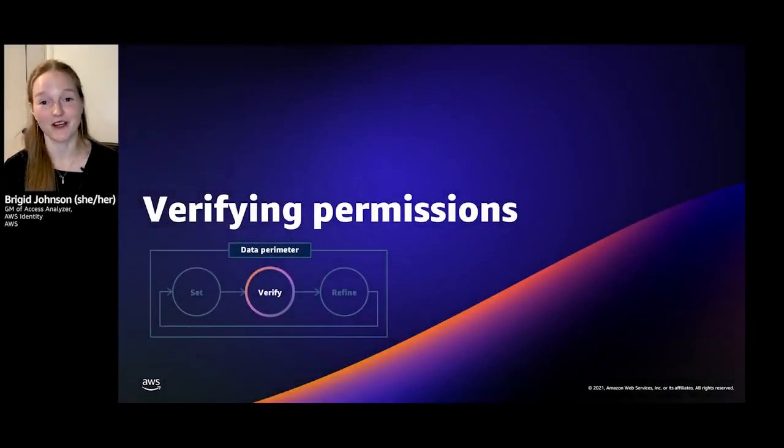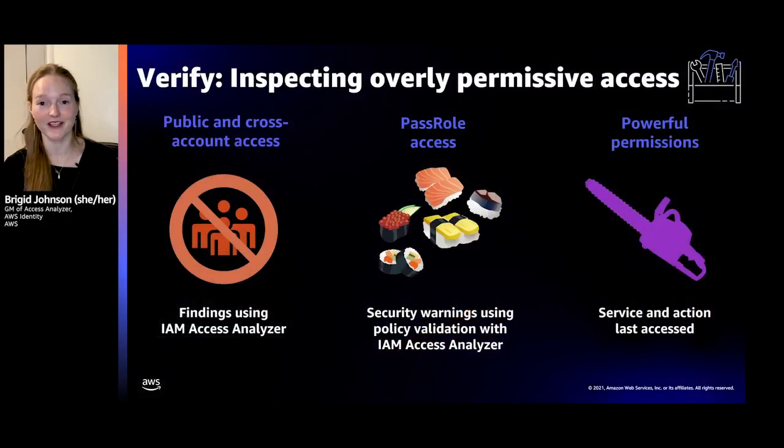So now you've looked at all the tools and all the ways to set permissions. We're going to move on to verifying permissions. So after you set them, you want to verify. What do you want to verify? Most likely you're going to want to look at overly permissive access, and it falls into 3 categories. One is public and cross-account access. And the tool to help you with this is findings in IAM Access Analyzer. And it's free. You can enable it by default, or you can turn it on, and then it'll actually go and look at all of your public and cross-account access for specific resource types.